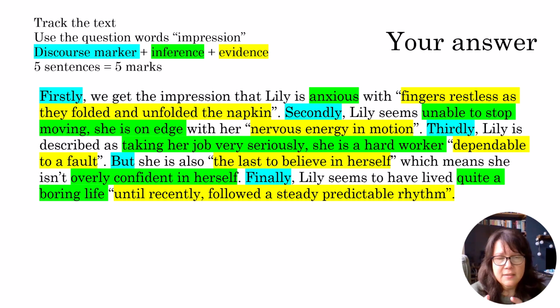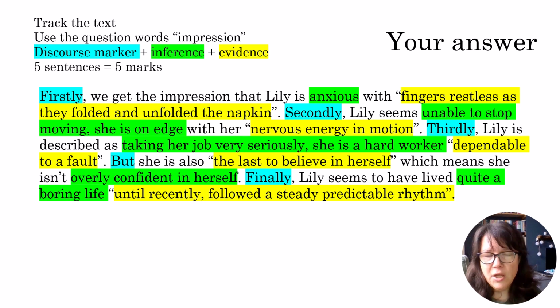And you can see with that sentence, I've actually ended up using the evidence first and put the inference afterwards. And that's because there is more than one right way to structure these sentences. The key is that you just need 5 of them. You should be writing 5 sentences for your 5 marks. Finally, Lily seems to have lived quite a boring life. Until recently, followed a steady, predictable rhythm.